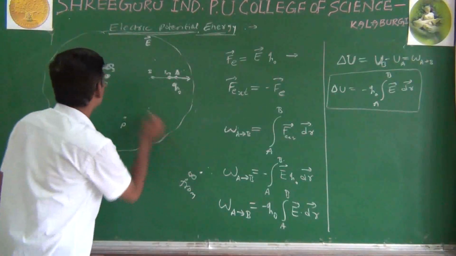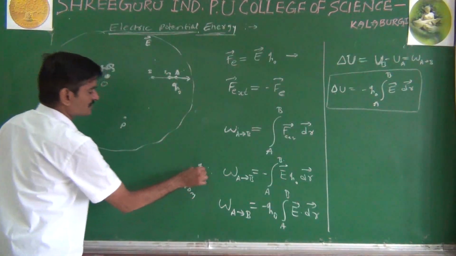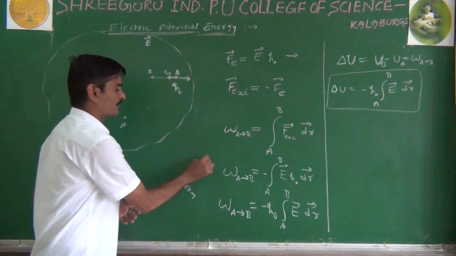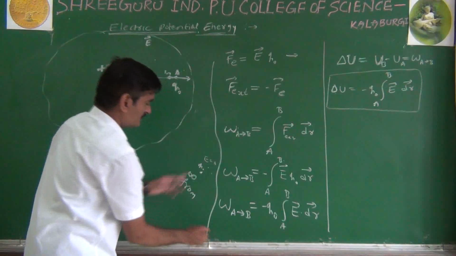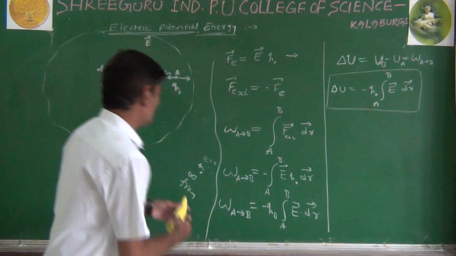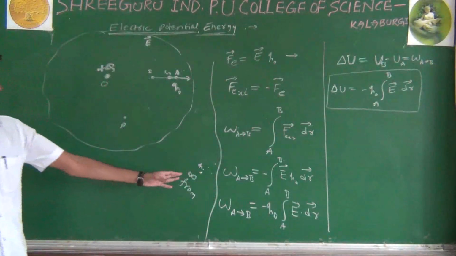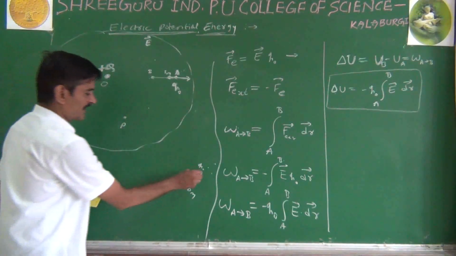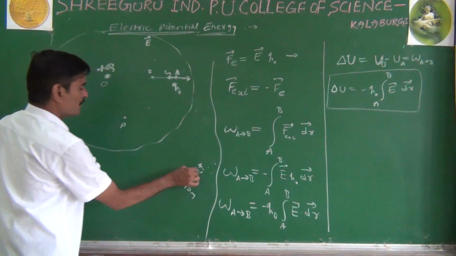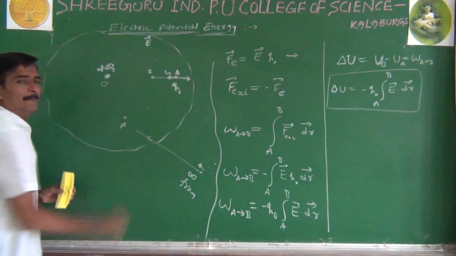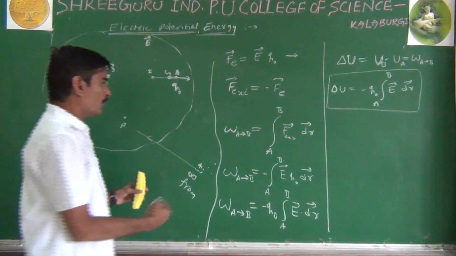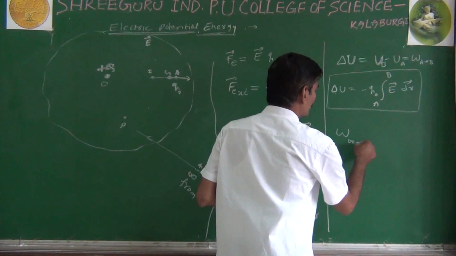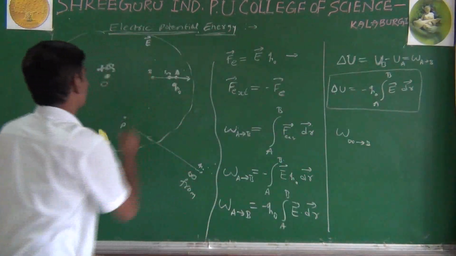At that point, the Coulomb's force between the test charge and the source charge will be 0. So there is no Coulomb's force, and there is no electric field. Electric field at infinity is 0. So from that infinite point, we have to bring the test charge to the point P. So now, work done in moving the test charge from infinity to the point B. Instead of P, I will take it as B.